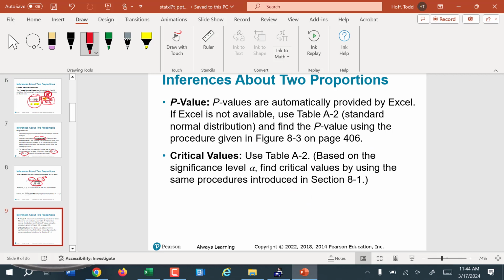So to make our inferences, for the hypothesis testing, we have two different methods. We do a p-value method or a critical value method. Both of them involve either using A2. Now, since we don't have a hard copy of the textbook, it's a little tough to look up A2. Some questions in MyMathLab will give you a link to that table. Remember, we saw one in Chapter 8 that had that link.